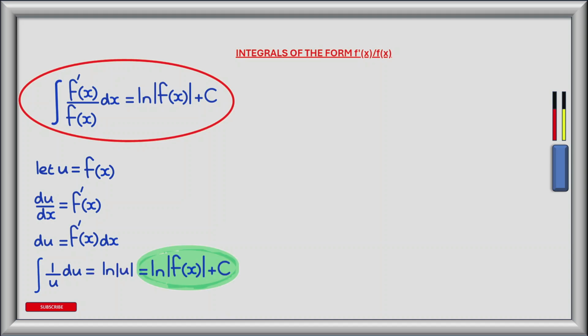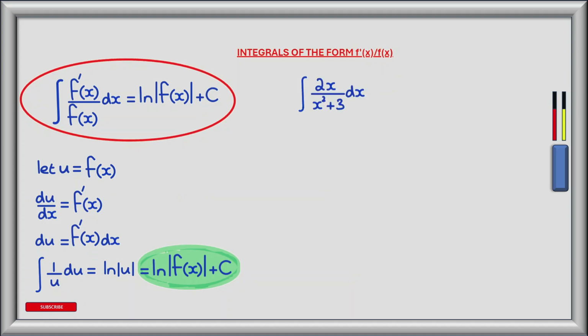And substituting back in for u, we have the natural log of the absolute value of f of x plus a constant of integration. So now let's look at some examples of this.